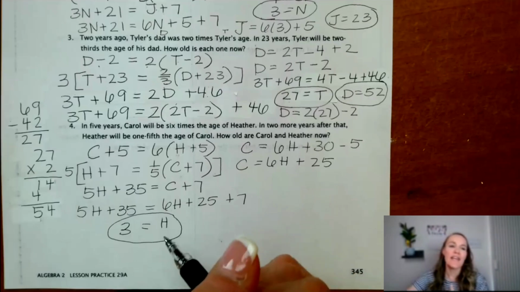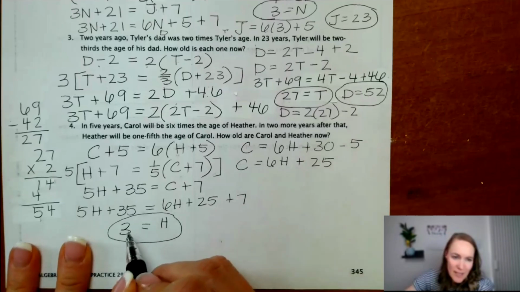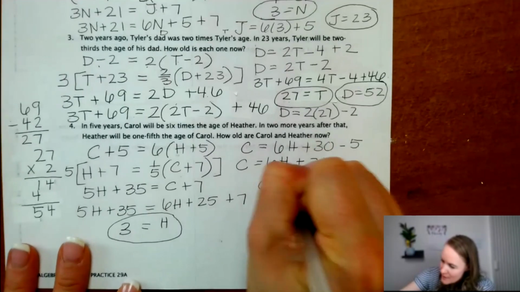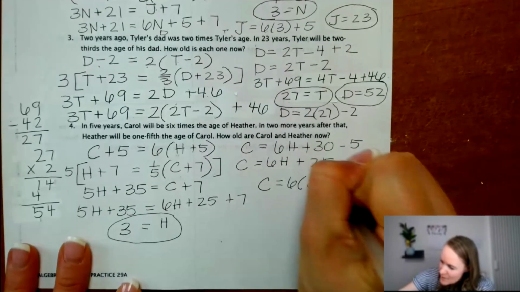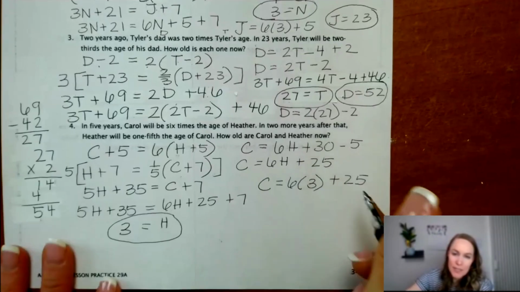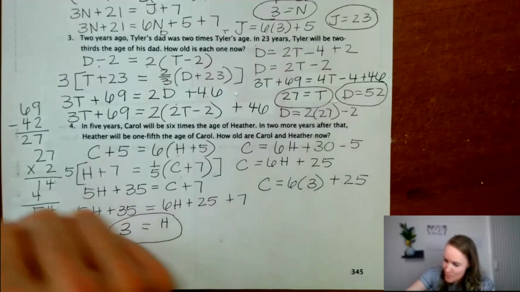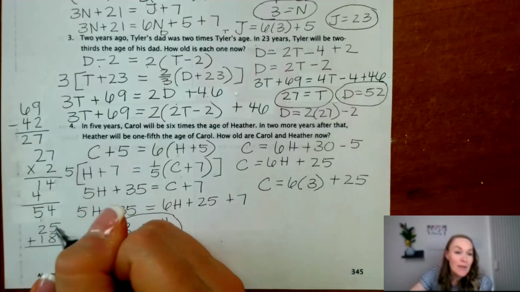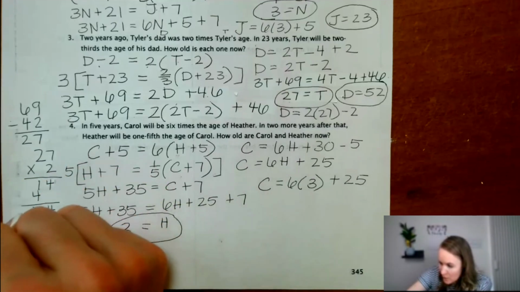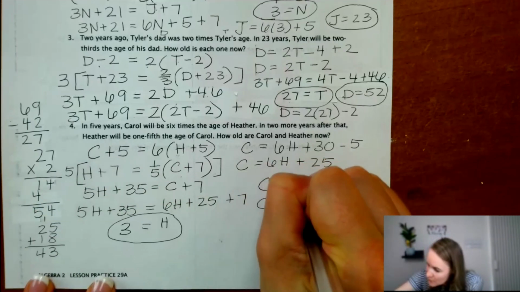Okay, let's find the age of Carol. So up here, I'm going to stick in 3 for Heather. So Carol equals 6 times 3 plus 25. 6 times 3 is 18. 18 plus 25. And that's something I feel like my brain will mess up, so I'm just going to write it down. 8 plus 5 is 13. And then 4, 43. So C equals 43.